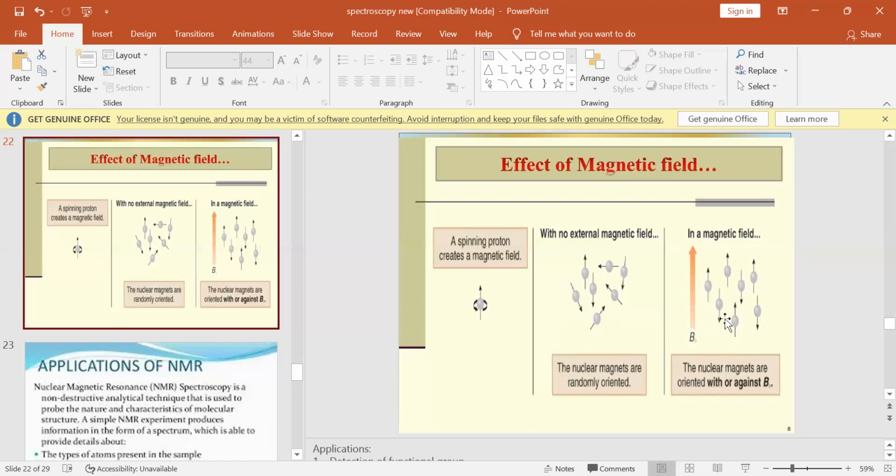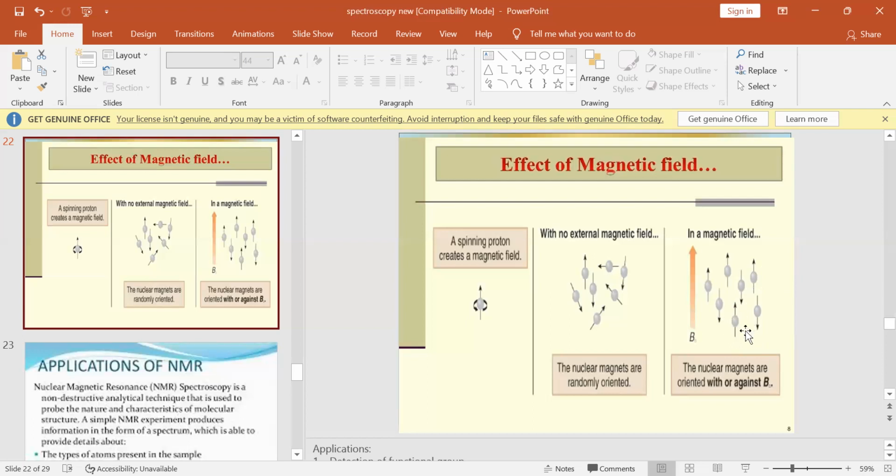Some of the protons will align in the direction of the external magnetic field. Some of the protons will not align; that means they align in the opposite direction to the external magnetic field, thereby creating two different energy levels. These can be called nuclear energy levels. Because of this difference, an energy gap is created between the two, and that energy gap we can call delta E.